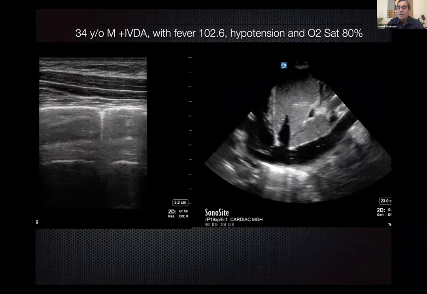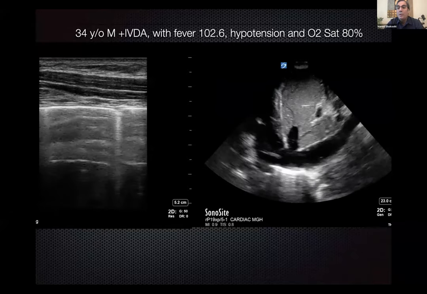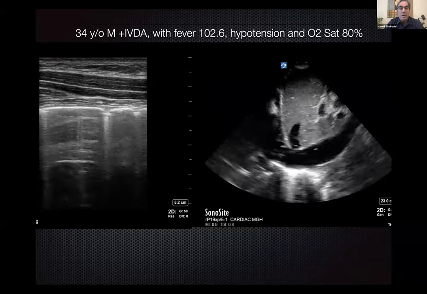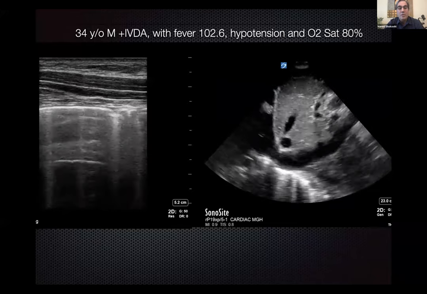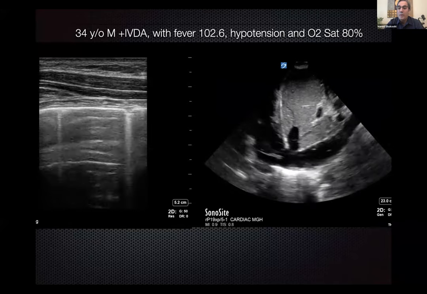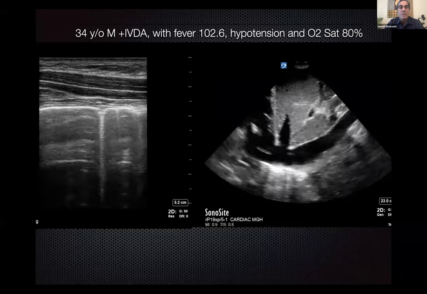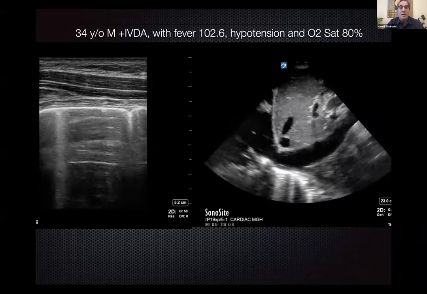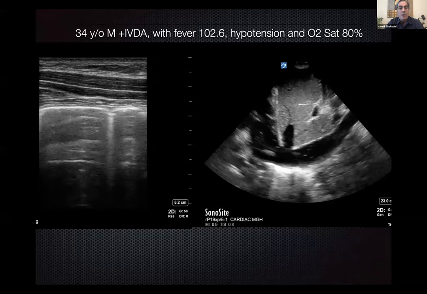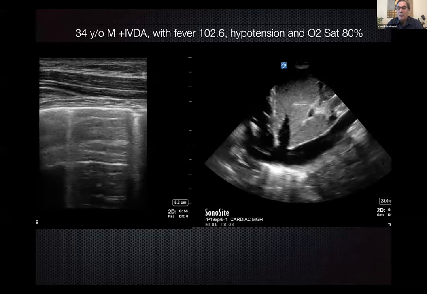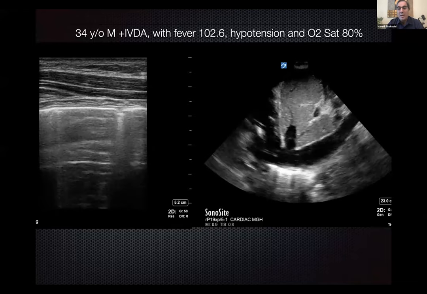Another case: a 34-year-old IV drug abuser with fever and an O2 saturation of 80% in the era of COVID-19. By any definition, this patient is going to the respiratory emergency and will obviously be considered for COVID. He is young, but he is homeless and an IV drug user. Looking at the lung alone, you see multiple B-lines, and the IVC is also not really dilated. You can still see some collapsibility.